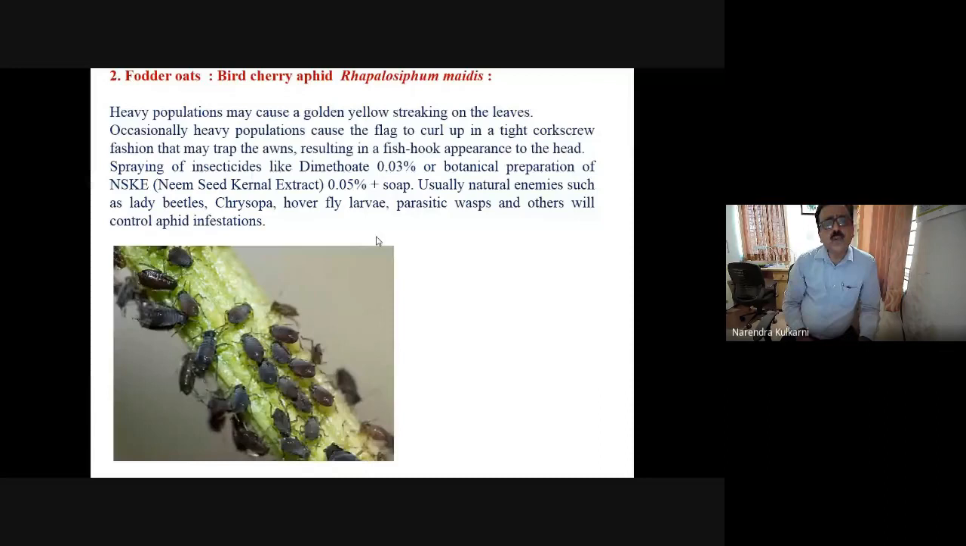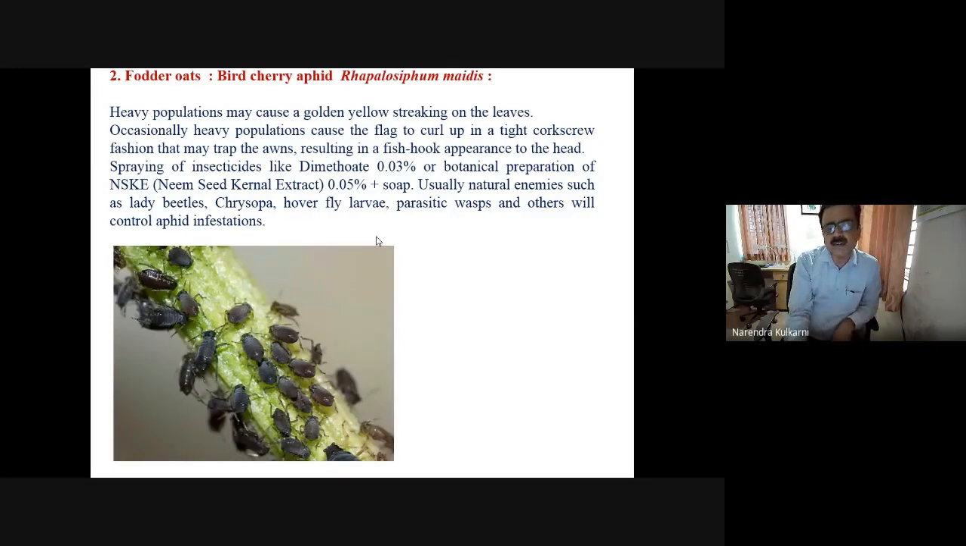Then coming to the oats. Oats, as I said, is not a very popular crop in our southern India. But yes, of course, oats come up very well in the northern part of India. And this crop suffers from aphids, especially bird cherry aphid, which is a serious problem in North India. When we took this oat crop in our regional center, for the last 3 years, we have been going and seeing this crop, and it is a very healthy crop, most of the time relatively free from any pests and diseases.